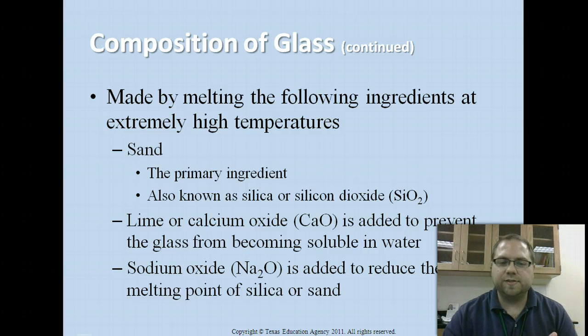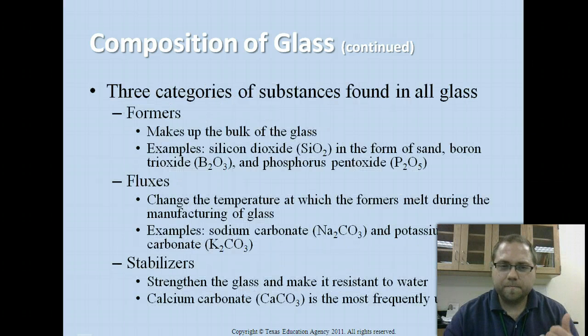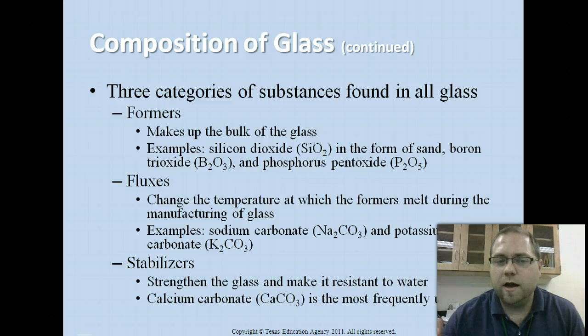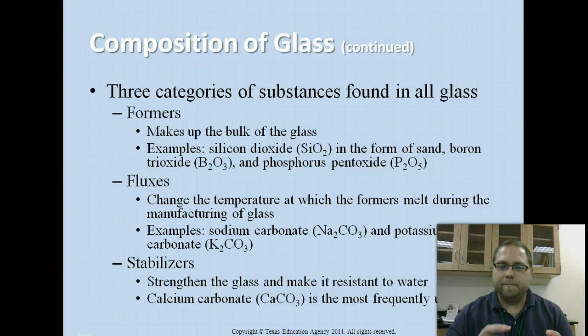And then you add other agents that are generally all oxides, like sodium oxide, and that reduces the melting point because you have to heat this up a lot to be able to make glass. There's three main categories. I do want you to know each of these. One is the formers. This is the bulk of the glass, like I said, the silicon dioxide, and that is what makes up most of it. Then there's the fluxes. That's what you add to change the melting point, like sodium carbonate or potassium carbonate. And then there's the stabilizers that help keep the glass strong, like calcium carbonate. So formers, bulk of the material; fluxes, change the melting point; stabilizers, keep it strong. Okay, easy to remember.